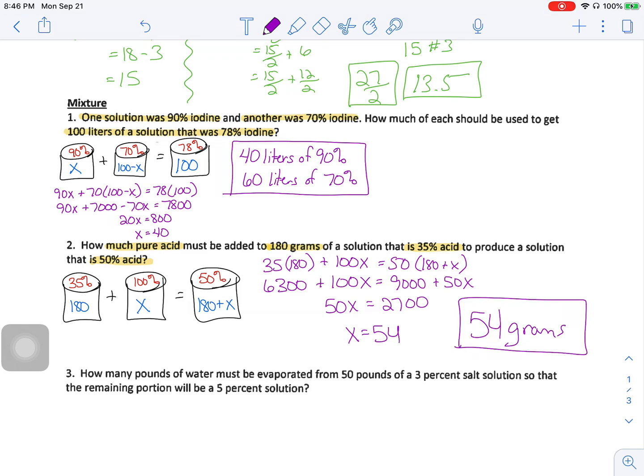I believe the abbreviation for grams is just g. I always forget it, though, and so I just write the word grams. Use the abbreviation if you know it.